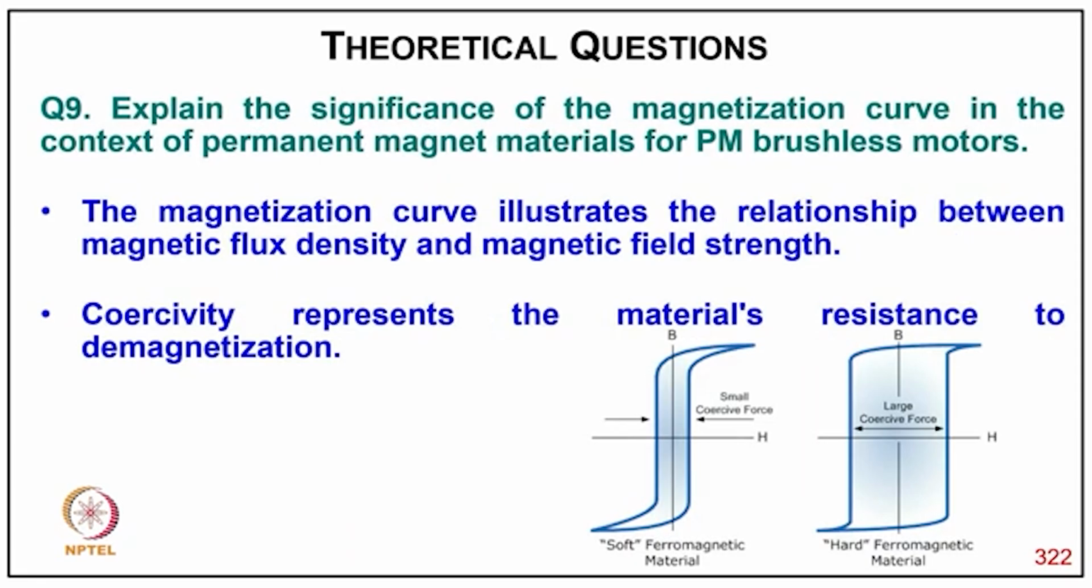Now coming to question 9, explain the significance of the magnetization curve in the context of permanent magnet materials of brushless DC motors. The magnetization curve illustrates the relationship between the magnetic flux density and the magnetic field strength, and coercivity represents the material's resistance to demagnetization, as shown in the figure for soft ferromagnetic material and hard magnetic material.